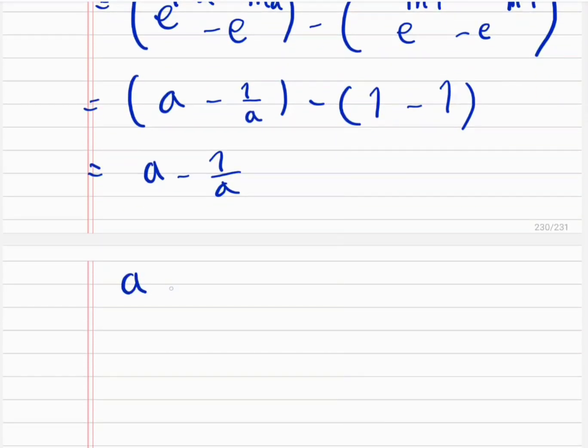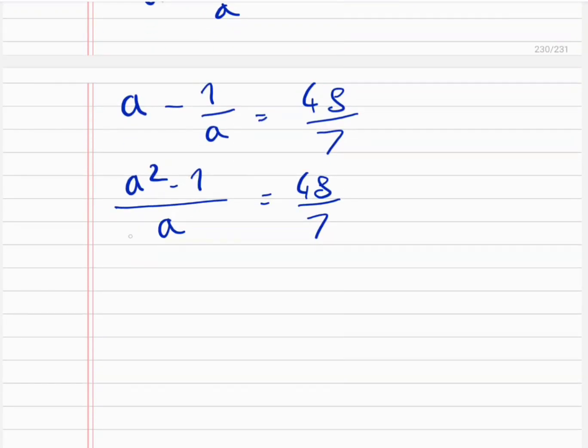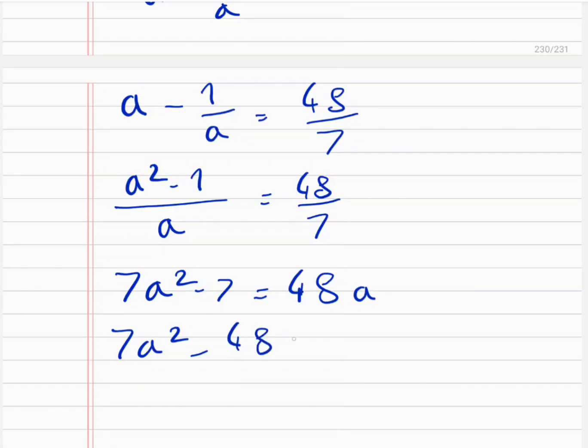So we solve this equation, a minus 1 over a is equal to 48 over 7. We can take a common denominator and have a squared minus 1 over a equal to 48 over 7, and just cross multiplying, we'll get 7a squared minus 7 is equal to 48a. Now we have a quadratic: 7a squared minus 48a minus 7 is equal to 0.